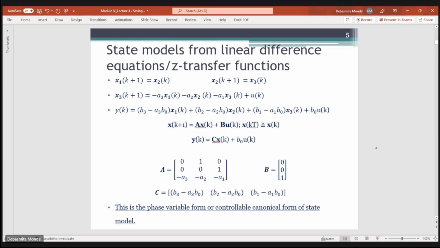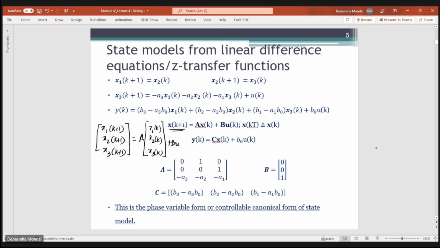Okay, so you can simply write the equations over here, and once you have written them, you can write them in matrix form. On the left hand side you will have x1 of k plus 1, x2 of k plus 1, x3 of k plus 1. This will be equal to some matrix A multiplied by x1 of k, x2 of k, x3 of k, plus some B multiplied by u.